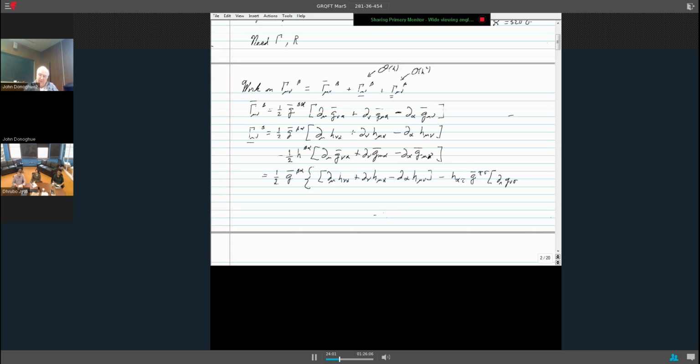Okay, so what I raise and lower with g bars. So this combination here gives me h beta sigma upper from the two pieces there. And then I'm rewriting the next piece as d mu g nu sigma, the index from above, plus this symmetric piece minus d sigma g mu nu. Okay, so I hope you can see I've just rewritten that.